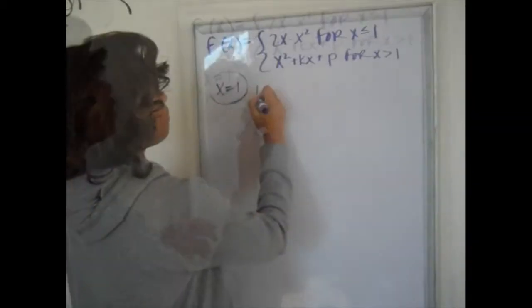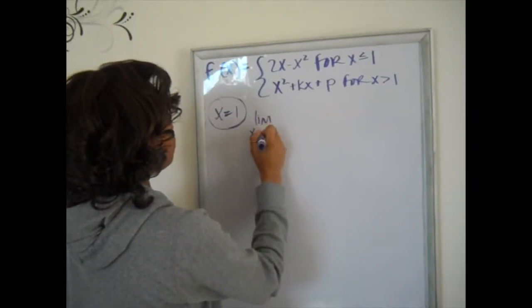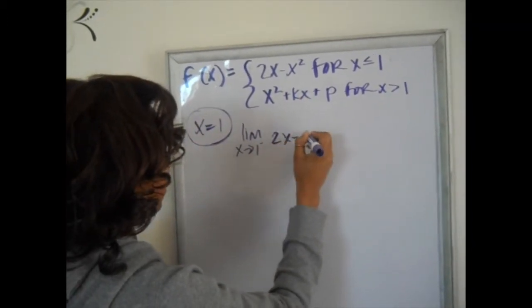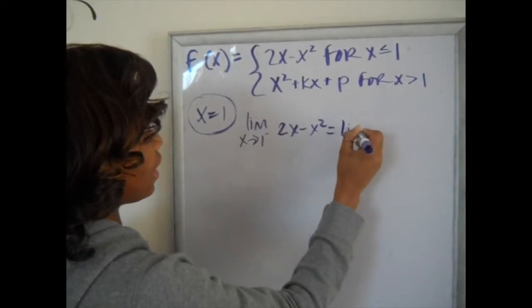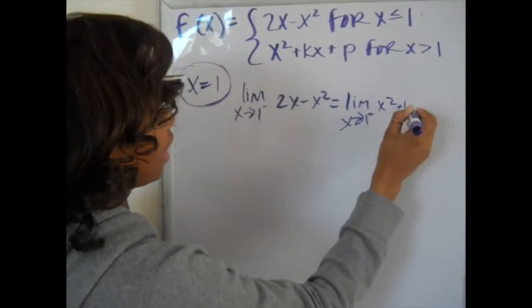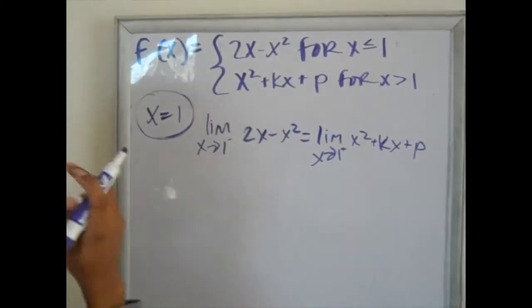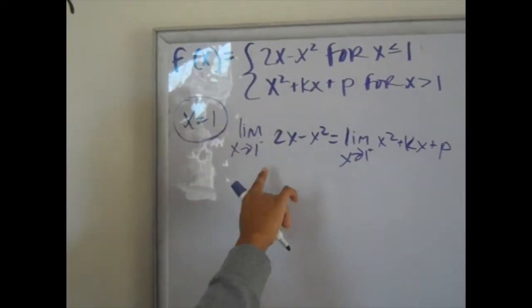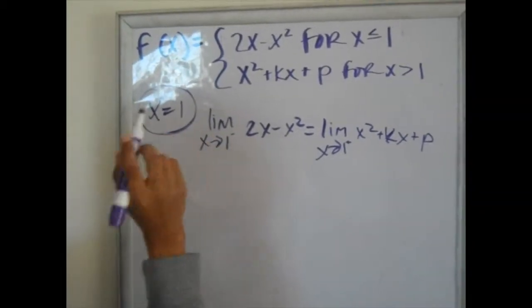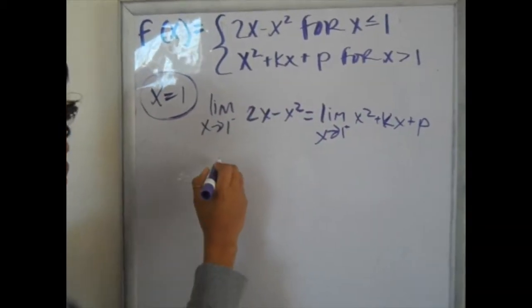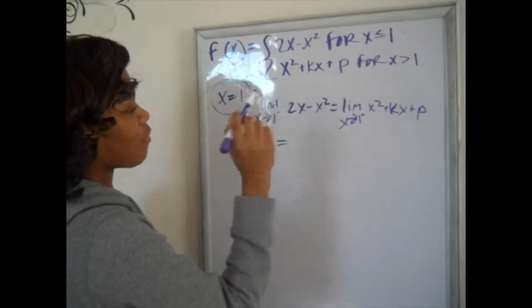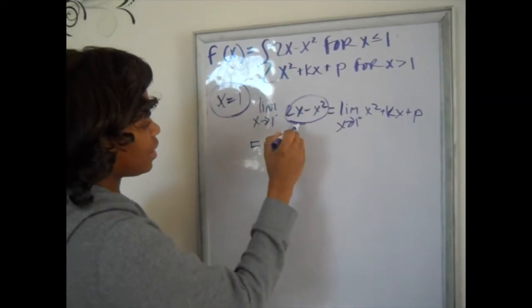So to make it continuous, the limit as x approaches 1 from the left side, which will be the 2x minus x squared part, has to equal the limit as x approaches 1 from the right side, which is the x squared plus kx plus p part, okay? And then all you're going to do is plug in this 1, direct substitution, and it would be 2 times 1, which is 2, minus 1 squared, which is 1, so that would just equal 1.